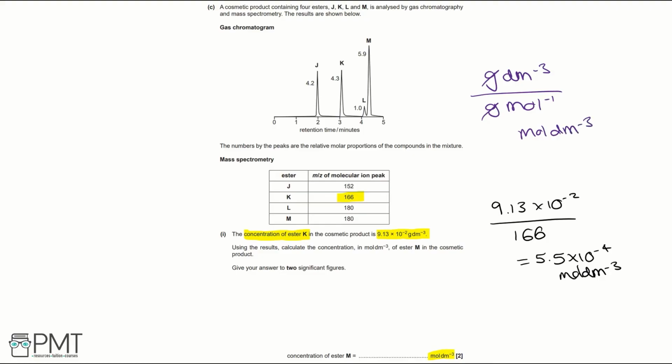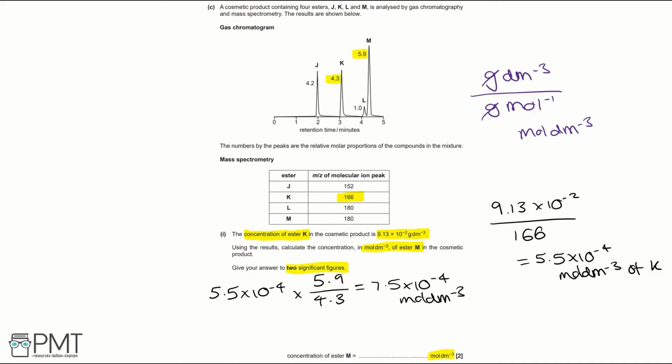So here we've got the concentration of K, and we eventually want the concentration of M. So if we look at the areas, we've got M is 5.9 and then K is 4.3. So what we can do is we can take 5.5 times 10 to the negative 4 and multiply this by the proportion. So we can do 5.9 divided by 4.3, and that equals 7.5 times 10 to the negative 4 moles per decimeter cubed. And we want our answer to 2 significant figures, which it is at the moment, so that's great. So we can put 7.5 times 10 to the negative 4 as our final answer.